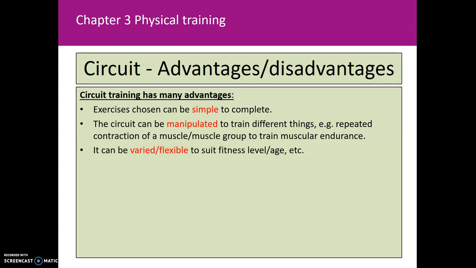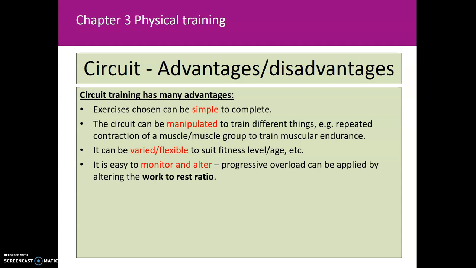Not only that, it's also varied and flexible, so it can suit all different levels of ability, ages, and so on, which makes it more practical in that it's suitable for most people. It's also easy to monitor and easy to alter. You can change the different stations, show progressive overload during the course of it, and alter the work to rest ratio.